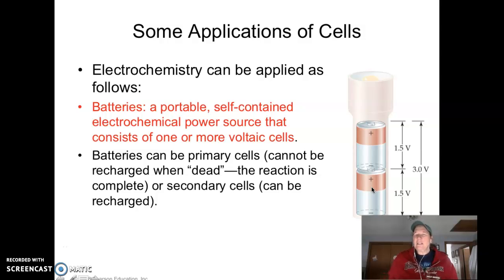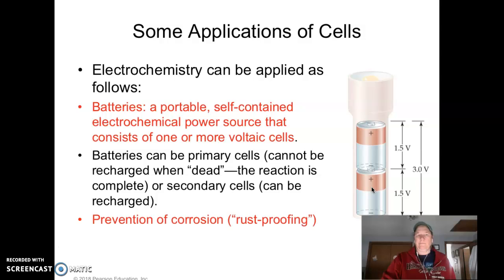Okay, the batteries can be primary cells, which means they can't be recharged when they're dead, which is what most batteries we use are. The reaction is complete, it's over. Or sometimes they have secondary cells, which can be recharged. I've bought rechargeable batteries, and after the first time you recharge them, they don't do very well, I don't think. So most of the time we buy batteries that can't be recharged.